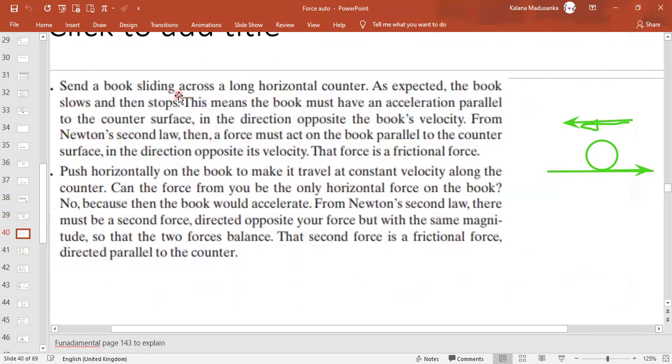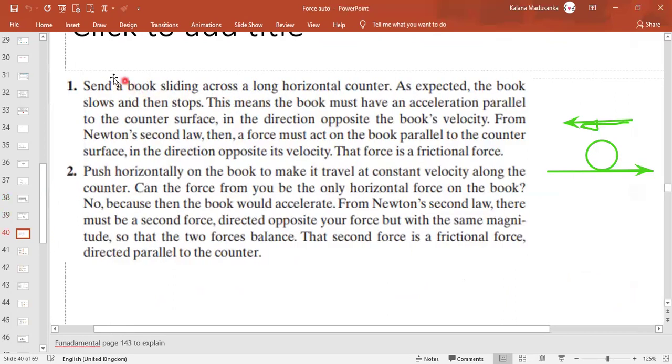And here are some examples, right? You can imagine this one actually.